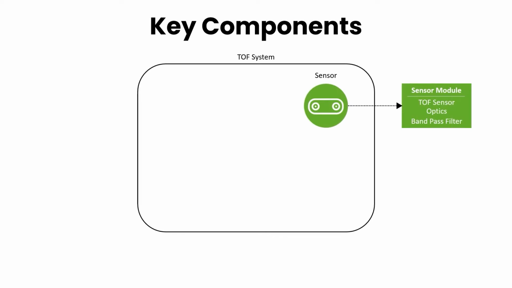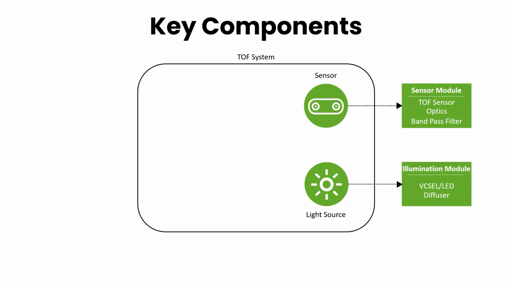The very core of a time-of-flight camera are the sensor and the sensor module. The key function of the sensor is to collect the light reflected from the target object. In addition, the sensor module also houses the optics that typically come with a larger aperture for collecting more light. The next key component of a time-of-flight camera is the light source. As the term suggests, it emits light to the target object.